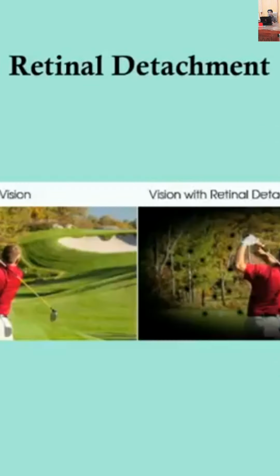So this is a simplified illustration of what a patient with retinal detachment or retinal tears would experience. Where you're focusing on this golfer, you can see that fine, but the peripheral vision around it is affected. So it's like tunnel vision almost.